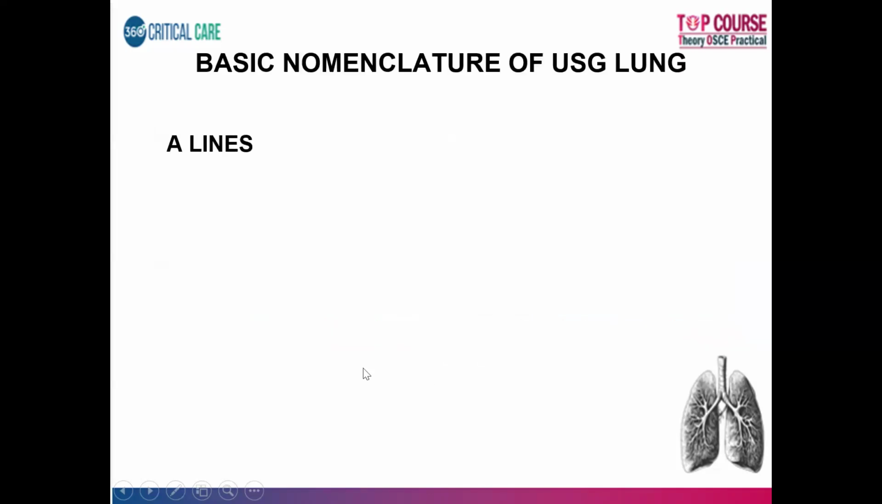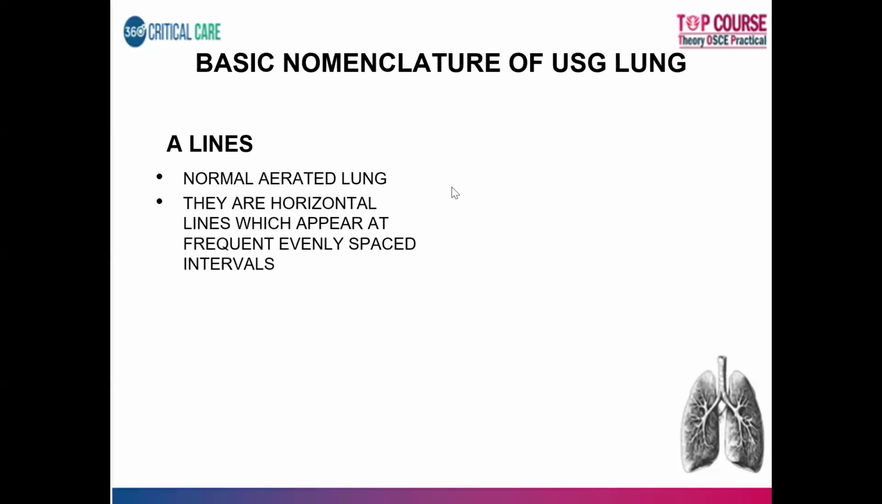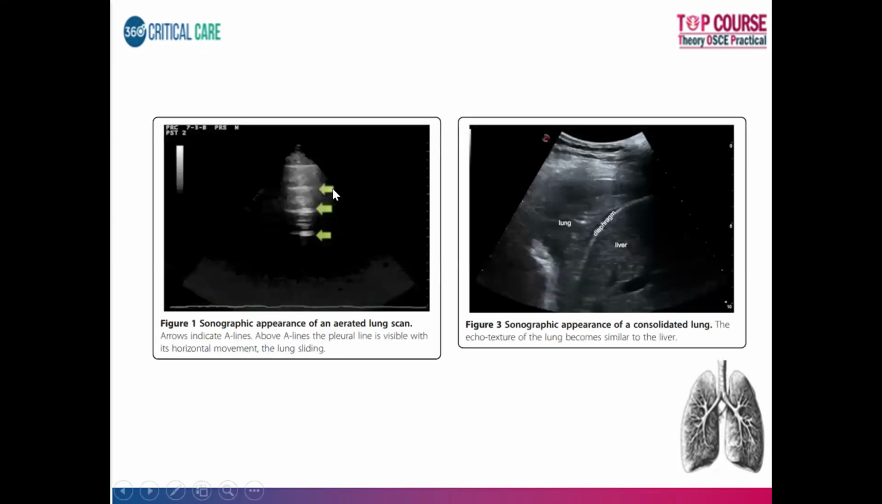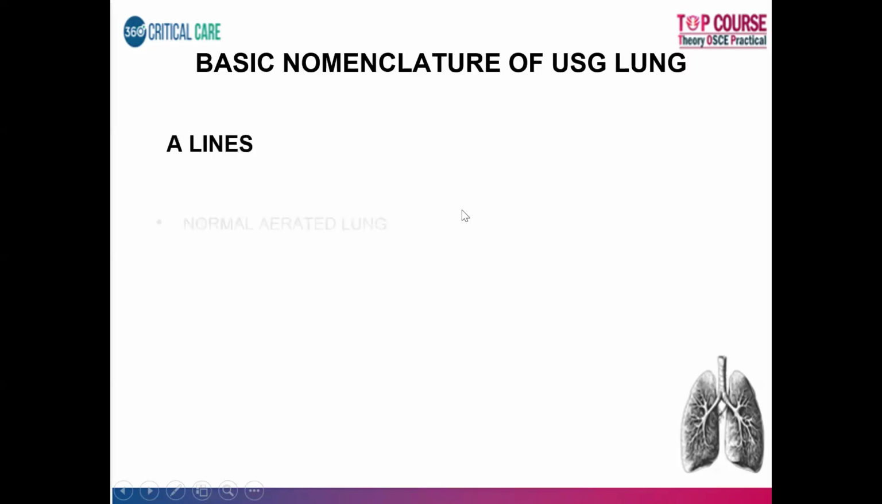Coming to the basic nomenclature of ultrasound lung, what are A lines? A lines are normal aerated lung. Usually it's present there. They are horizontal in nature, which appear at evenly spaced intervals. That is what you see in the previous image, right? You see them at regularly placed intervals, and they are horizontal in nature. So these are A lines. They are seen in normal lungs.